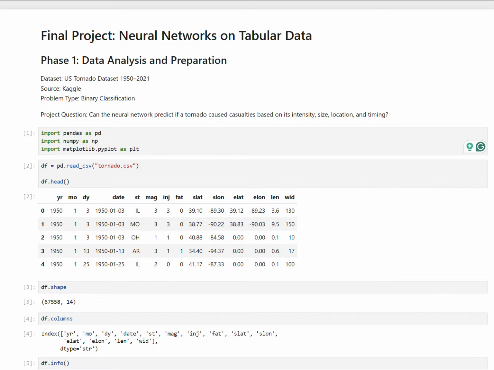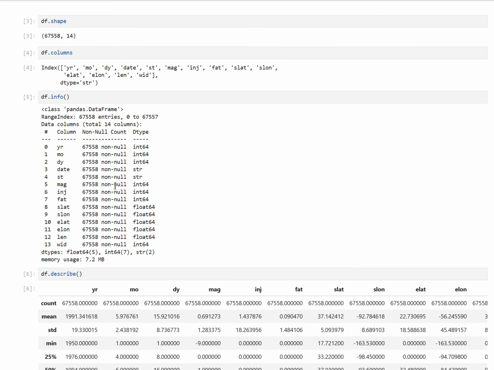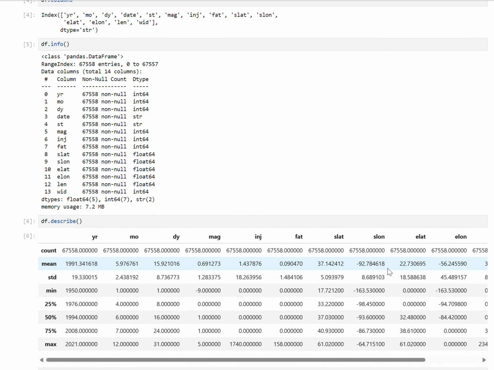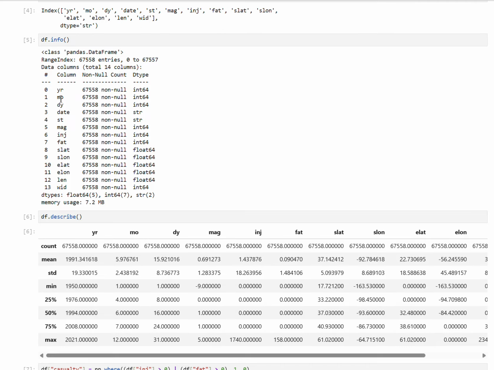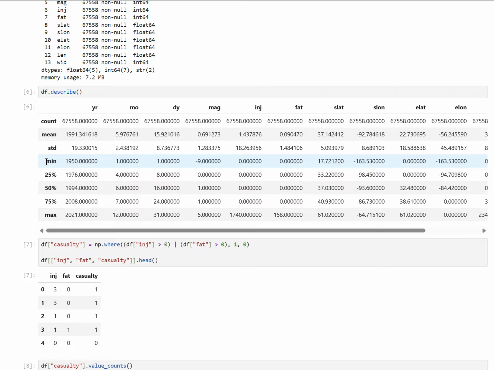So at the very beginning, I obviously read in my tornado.csv, and then I was able to basically clean up the data a little bit. And this talks about it. So you've got year, month, day, date, magnitude, if there were any injuries, as well as length, width, and these are just some longitudes and latitudes. And I do get rid of those because those aren't very important.